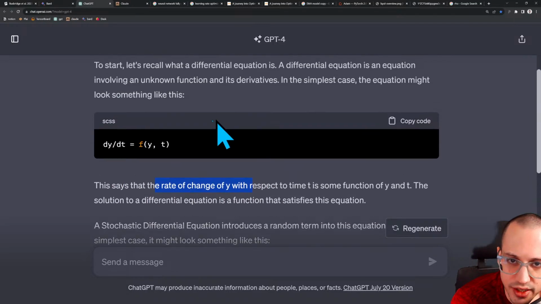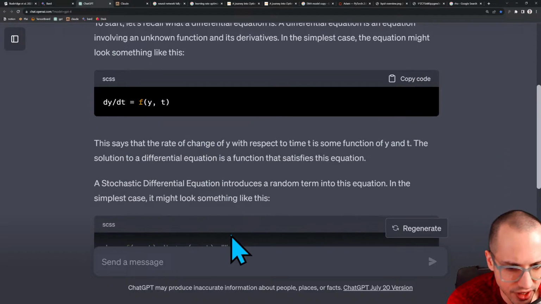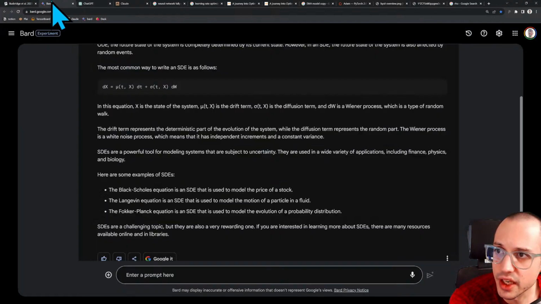Rate of change of y, so this is the derivative, right? So I guess that's a better way of saying. The differential is kind of a very ancient way of saying the rate of change. Now it means very different things, but a differential equation is an equation involving an unknown function, so that's where the stochastic comes in, and its derivatives. Okay, let's see.